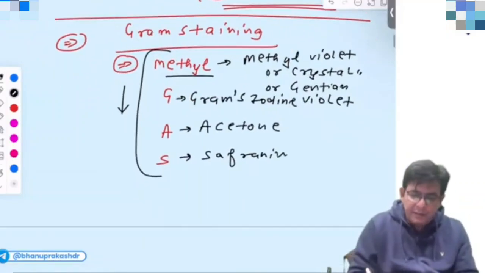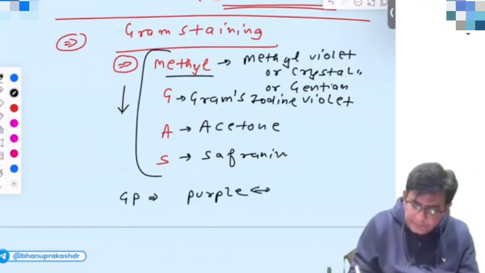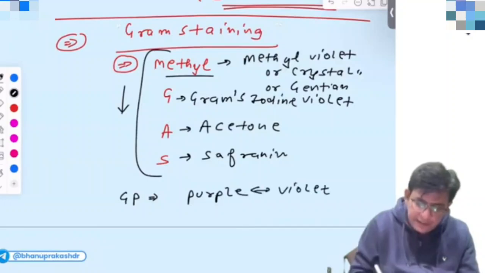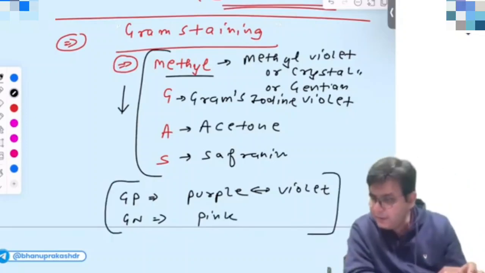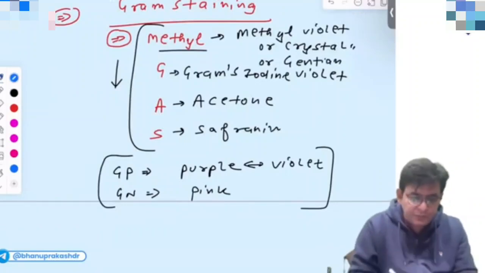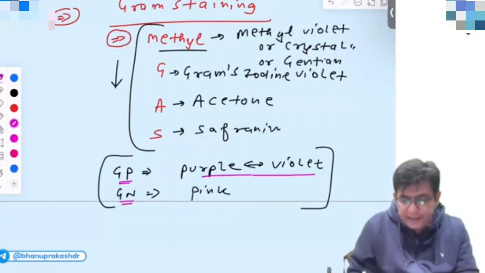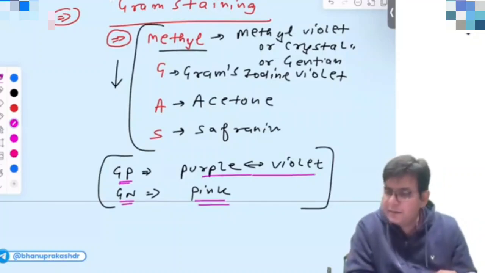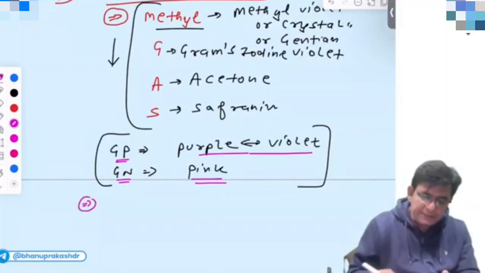Is it fine? By staining in this particular way, the gram positive bacteria look purple to violet. And the gram negative, they look like which color? They look like pink. Now important is why so? Why does the gram positive look purple to violet and why does the gram negative look pink in color? What is the reason, if somebody asks you? This is the question, guys.